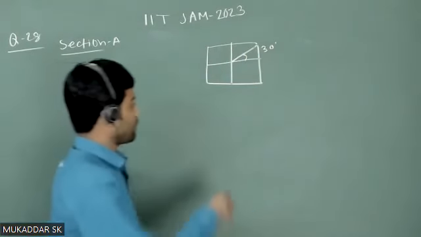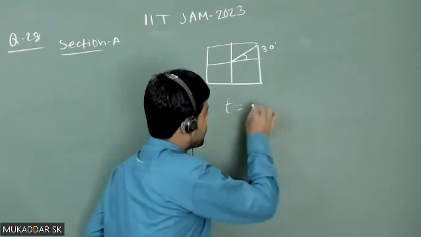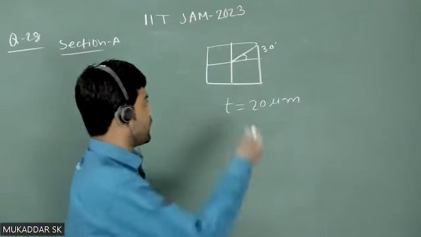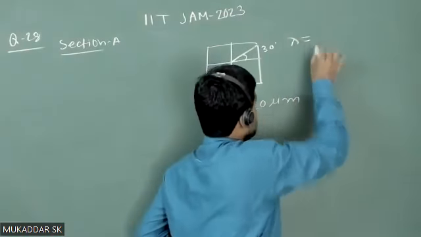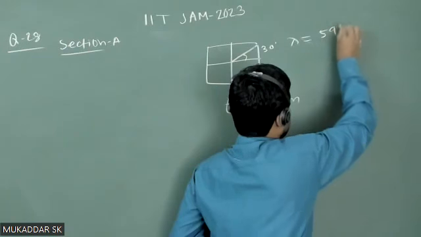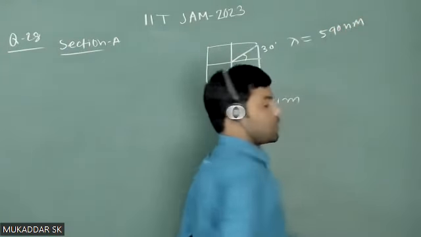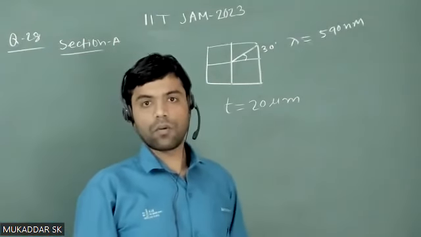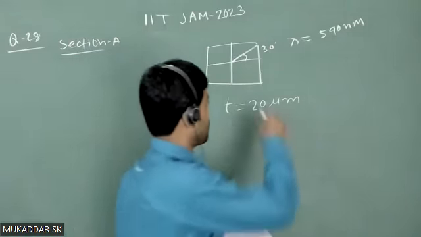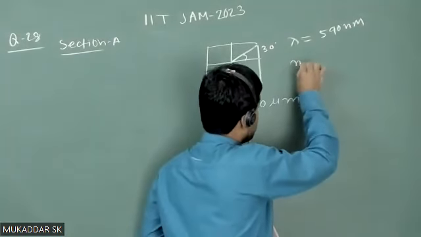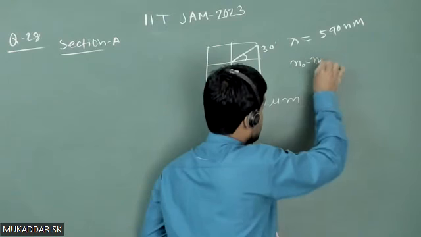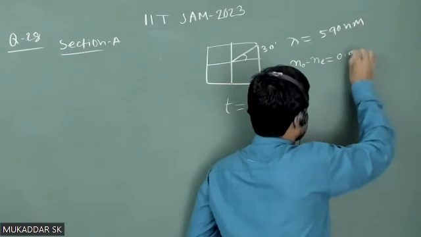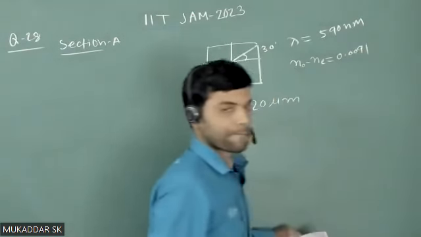The thickness of this quartz plate is given, that is 20 micrometer. The wavelength of incident light is also mentioned, that is 590 nanometer. And the difference between the refractive index of O ray and E ray is also mentioned. For this crystal, the refractive index of O ray differs from E ray by a factor of 0.009.